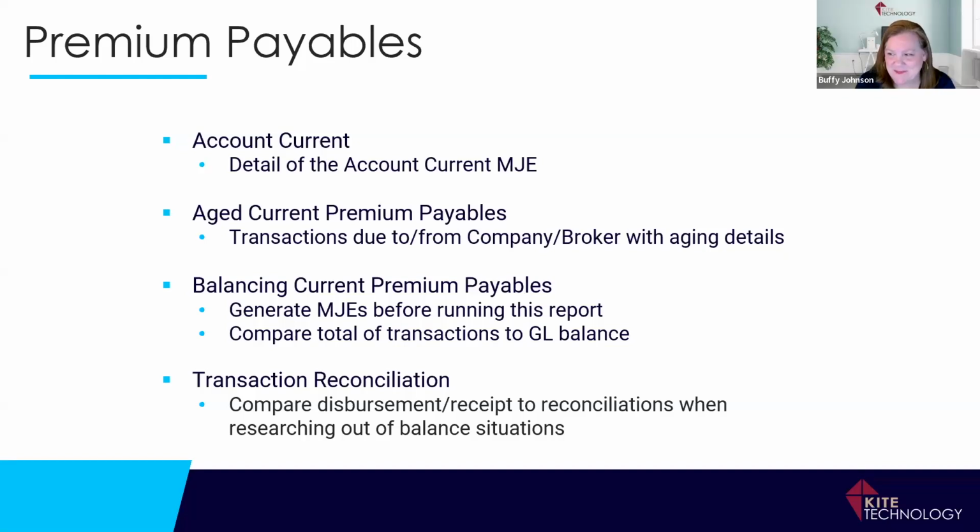Exactly. So with the transaction reconciliation report, this report can be used to compare either the disbursement or receipt, whatever the item is, that's been associated to a reconciliation to the total of that reconciliation. So if you're wondering how you got out of balance, you run a transaction reconciliation report and you see, oh, my refer number is for $1,000, but my transactions only total $950. There's your out of balance. Possibly, or it could be something else. But that report is really helpful for locating information like that.